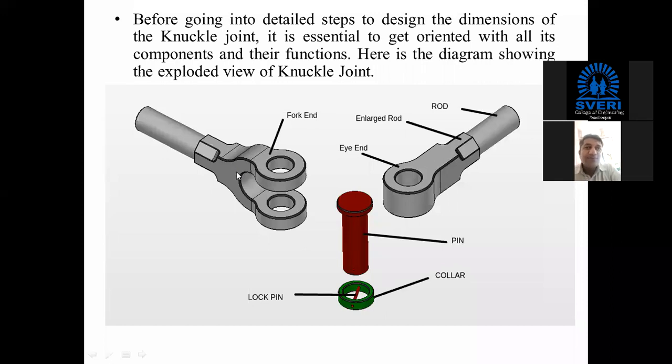Okay. So for this fork and this single eye, or it is called the eye end only, this single eye is inserted inside this fork, and this pin is inserted in the hole which is provided on the fork as well as on the single eye. And later on, this lock pin is used with the collar, so that the main pin which is inserted between the fork and single eye will not come out. So these are the descriptions of the parts which are there in the knuckle joint.